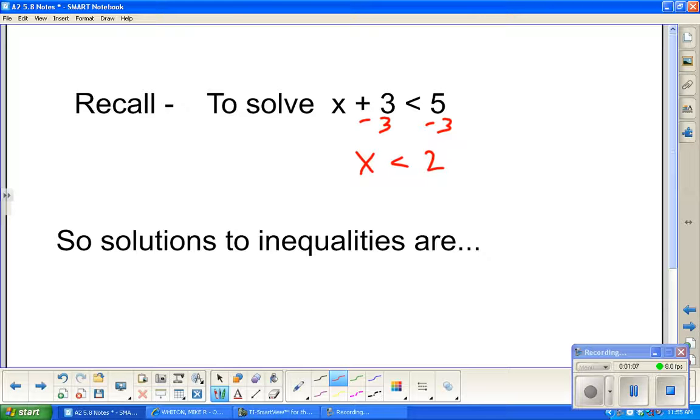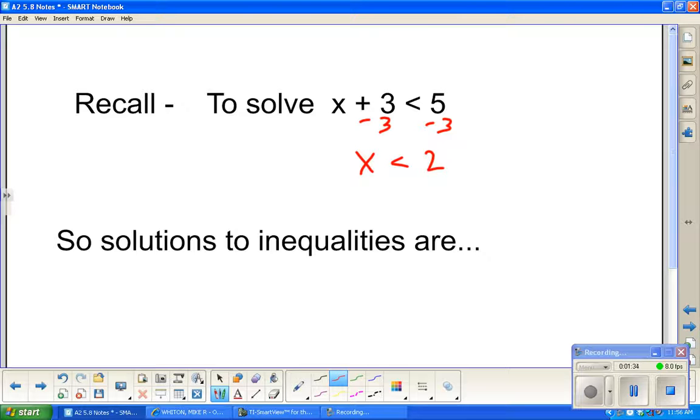So how is this different than the answer to an equation? Yeah, there's a whole bunch of possible answers, right? x can be any number less than 2. It could be 1. Could be 0. Could be negative 400,000. Could be 1.999. Anything less than 2 is going to work.